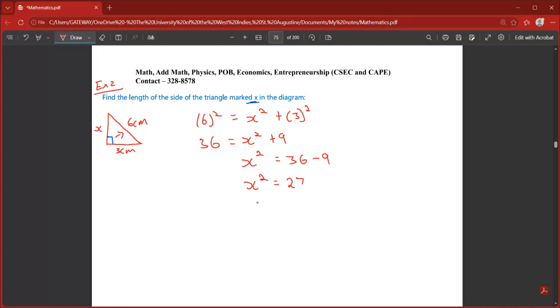So therefore, to find the value for x, you have to find the square root of 27. So x will therefore be equal to the square root of 27, which is 5.2 cm, approximately 5.2 cm, to one decimal place. Understand the solution here?